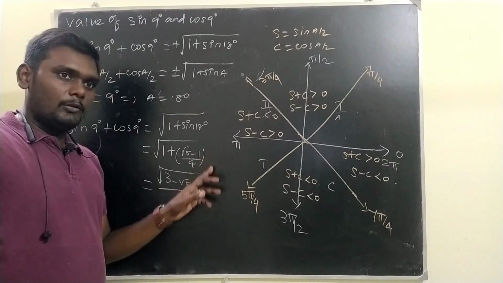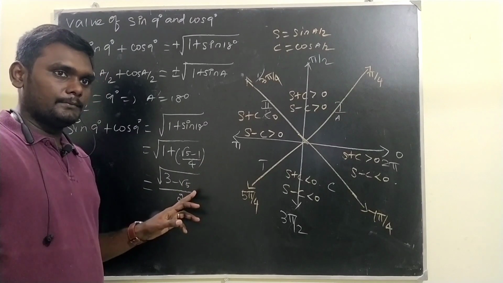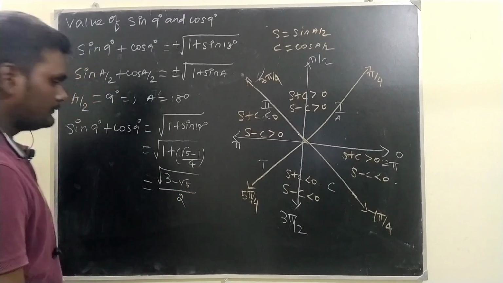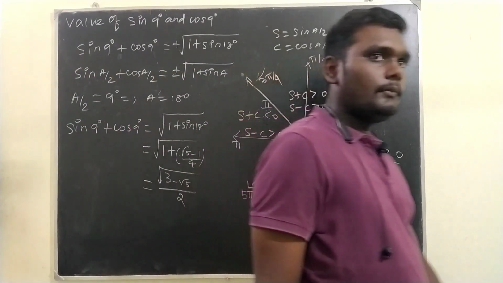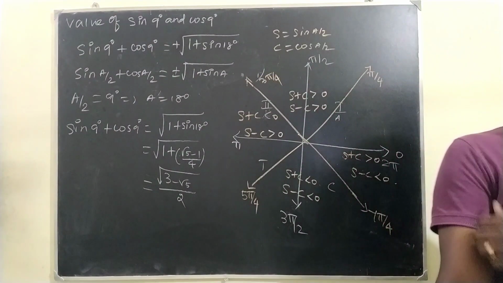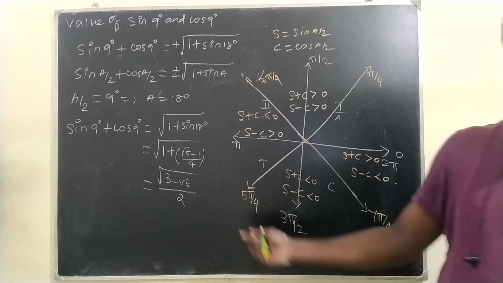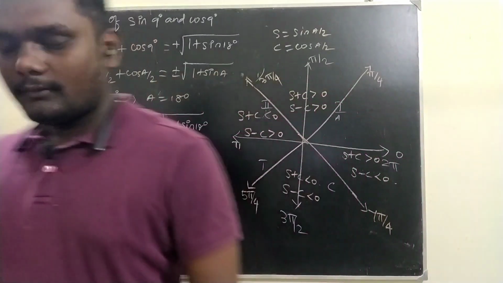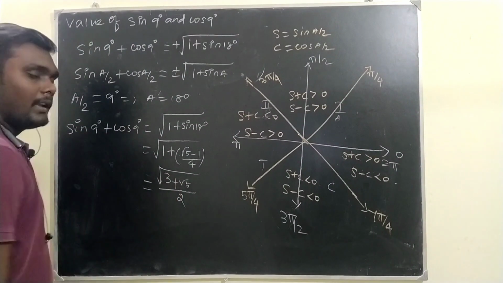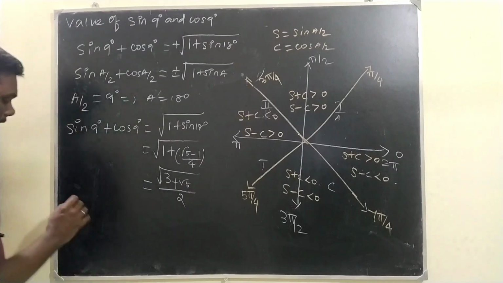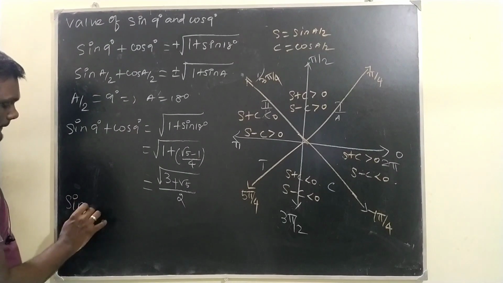Okay. Two more steps are skipped. Okay. Now, yes. Next. It's not 3 plus, oh yes, sorry, my bad. 3 plus root 5. Now, sin 9 degrees minus cos 9 degrees.